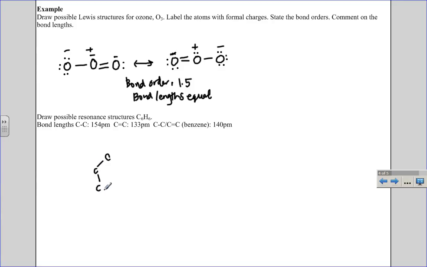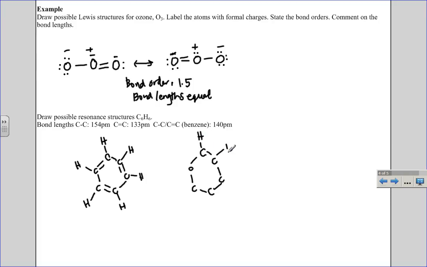C6H6 is a classic organic molecule. It is called benzene. And it's a great molecule to study when you are learning about resonance. We're going to look at the basics now, and when we study organic chemistry later, we'll look at it even further. Benzene is a molecule where there are alternating double and single bonds in a 6-membered ring of carbon atoms.